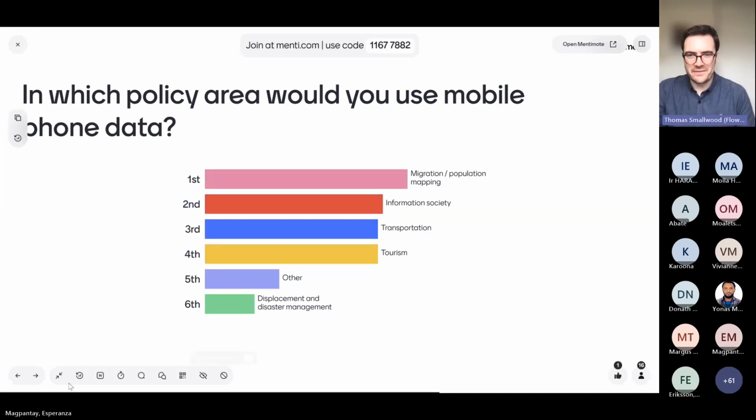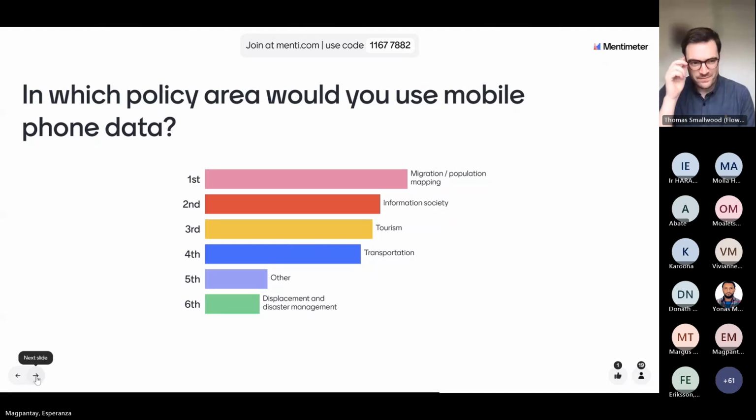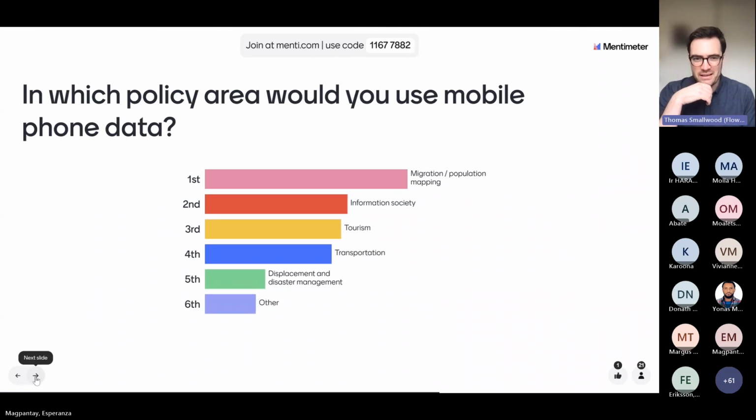Thank you for the comments in the chat, for the suggestions of civil registration and health as well. That's really interesting to see those being highlighted. Up to 19 answers so far, so we'll give it another 30 seconds for any last participants who want to add their answers before we perhaps move on to the next slide.